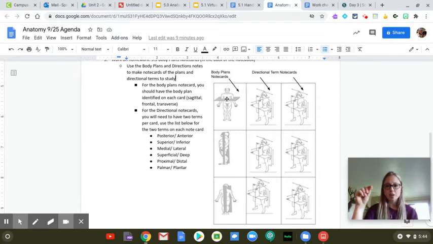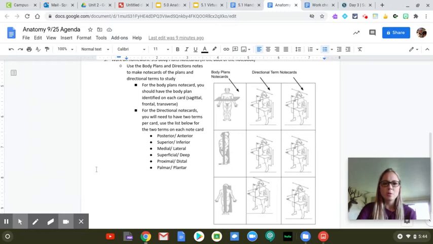What I do is I color the thing on the front of the card and then I describe it on the back so that I can quiz myself on being able to identify these different things. And then the directional term note cards, the next two columns, you are going to have a pair on them. So again, color, some way identify these terms and then describe them on the back.